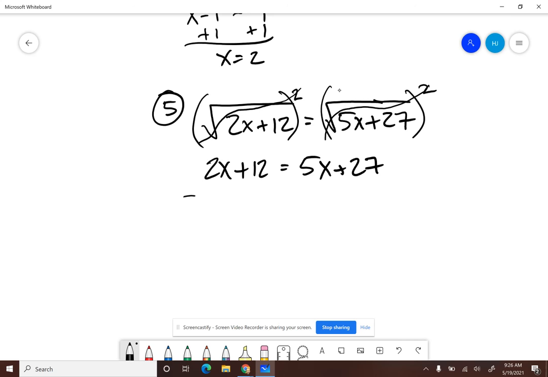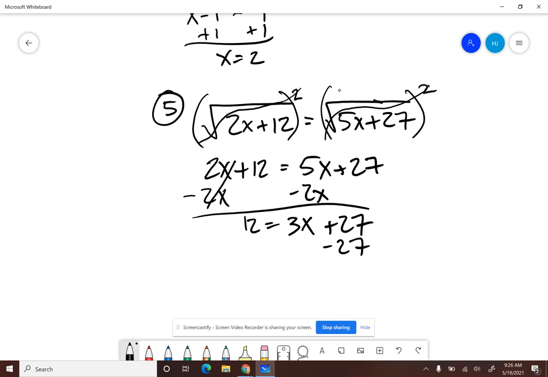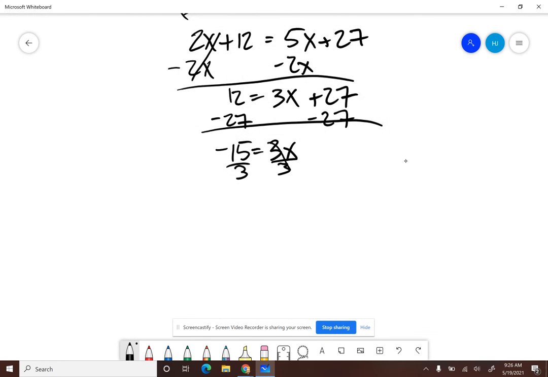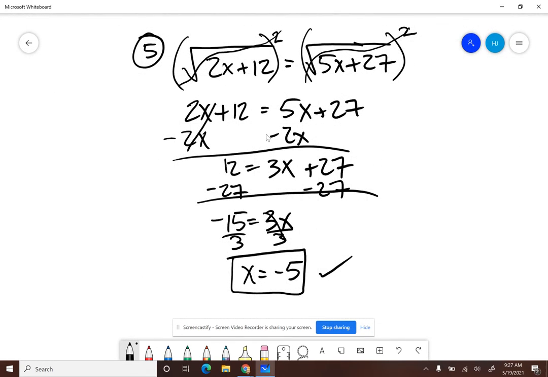I like to keep positive numbers, so I'm going to subtract 2x from both sides. So that leaves me with 12 equals 3x plus 27. Then I need to subtract 27 from both sides. So that gives me negative 15 equals 3x divided by 3. All right. Again, we've done this for a long time, so I know that you know how to do this. So x equals negative 5. Okay. So that would be our answer. X equals negative 5 for that equation that, again, looked very daunting, but when you square both sides, you end up with something that we've actually solved numerous times in the past.